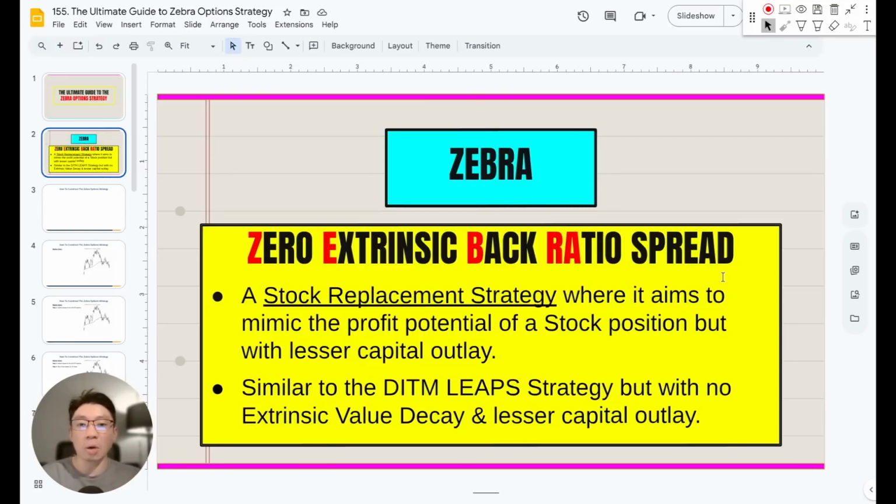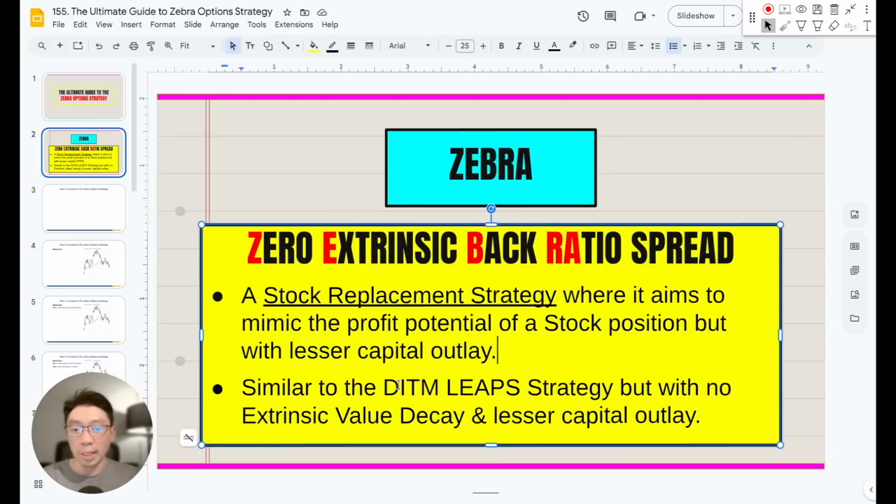So why is it called the zero extrinsic back ratio spread? Well, because the construct is in a way where you actually eliminate the extrinsic value from the option. So first of all, the zebra is a stock replacement strategy where it aims to mimic the profit potential of a stock position, but with lesser capital outlay.